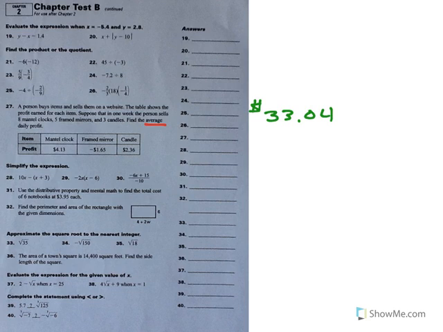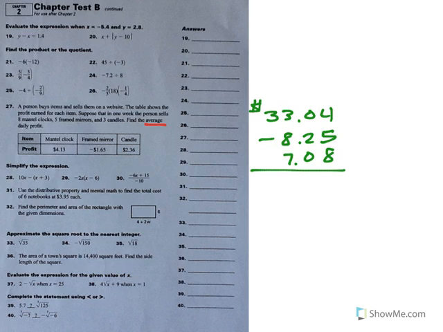5 frame mirrors times $1.65 puts us at negative 8 1/4. And then the candles, we sold 3 candles at $2.36 each. It's going to be $7.08. Let's go ahead and add this up first. So when you're doing the average, you add them all up.